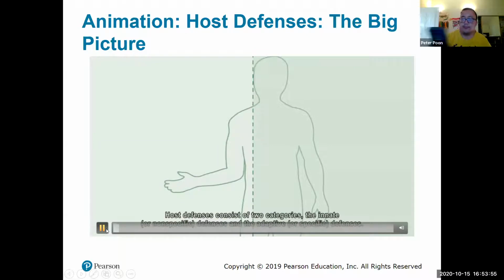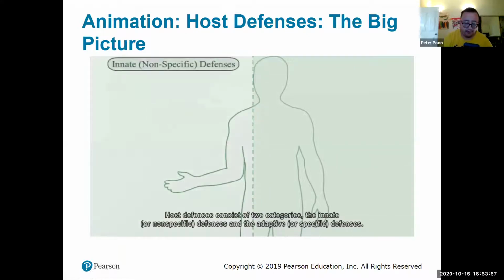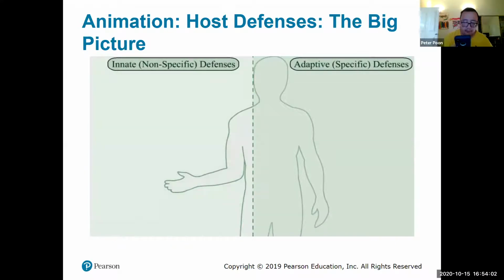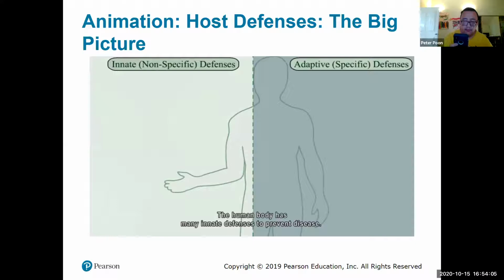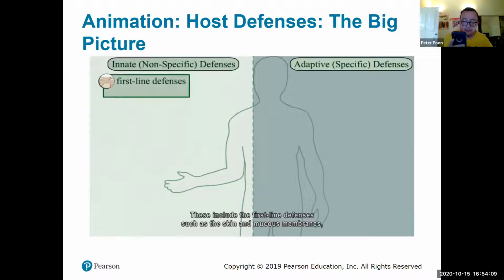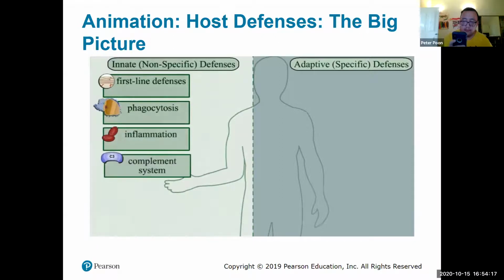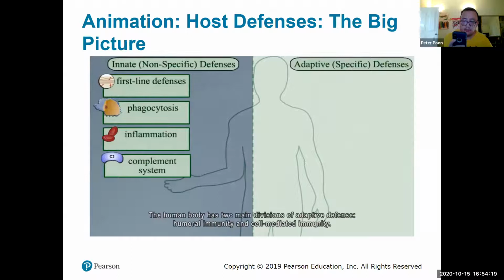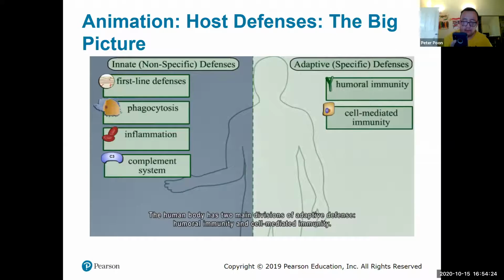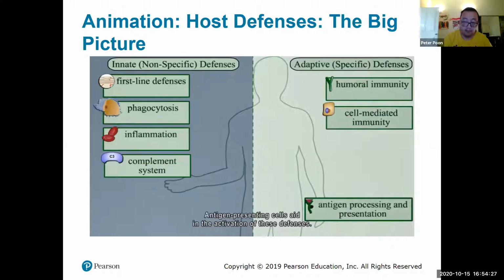Host defenses consist of two categories, the innate or non-specific defenses and the adaptive or specific defenses. The human body has many innate defenses to prevent disease. These include the first-line defenses such as the skin and mucous membranes, phagocytosis of microorganisms, inflammation, and the complement system. The human body has two main divisions of adaptive defense, humoral immunity and cell-mediated immunity. Antigen-presenting cells aid in the activation of these defenses.